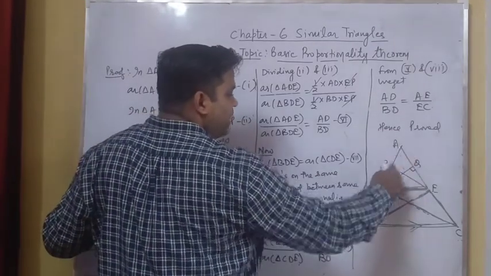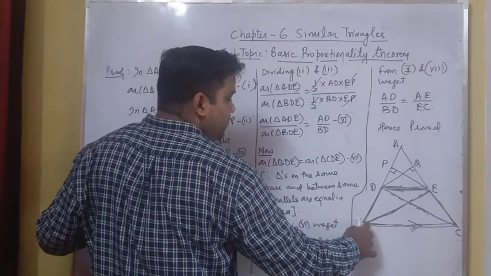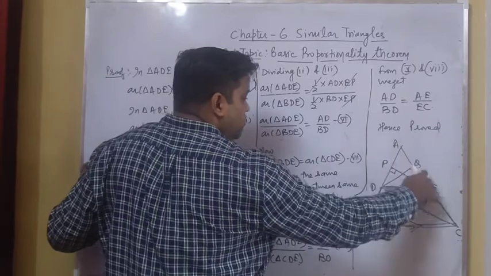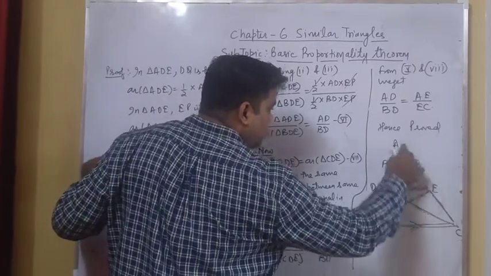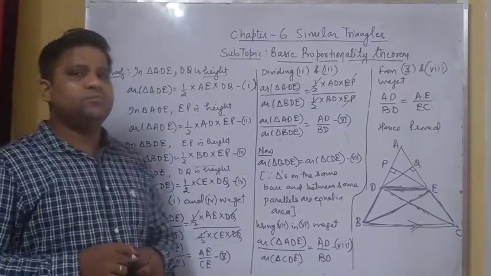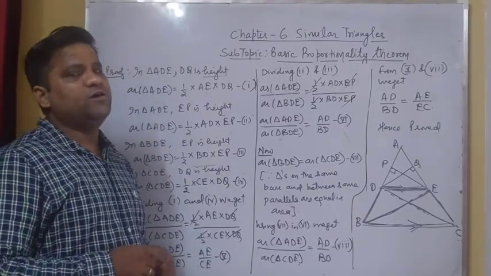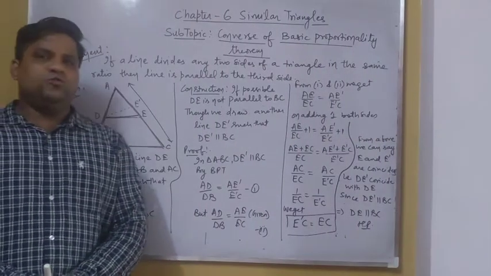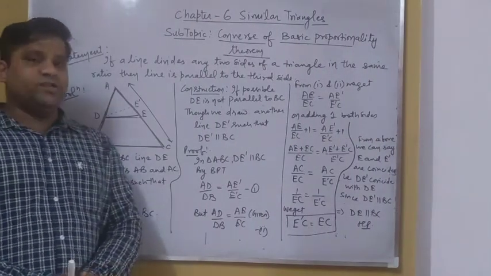So here we have proved that AD upon DB is equal to AE upon EC. You can write this. So it's a proof of the given theorem. Now let us come to the proof of the converse of the basic proportionality theorem.